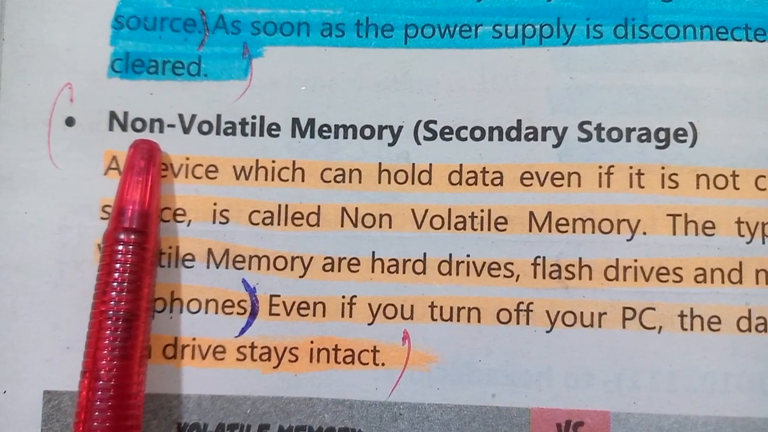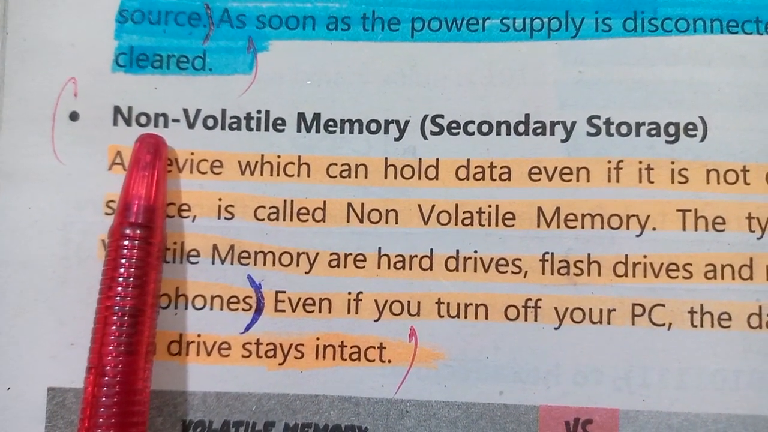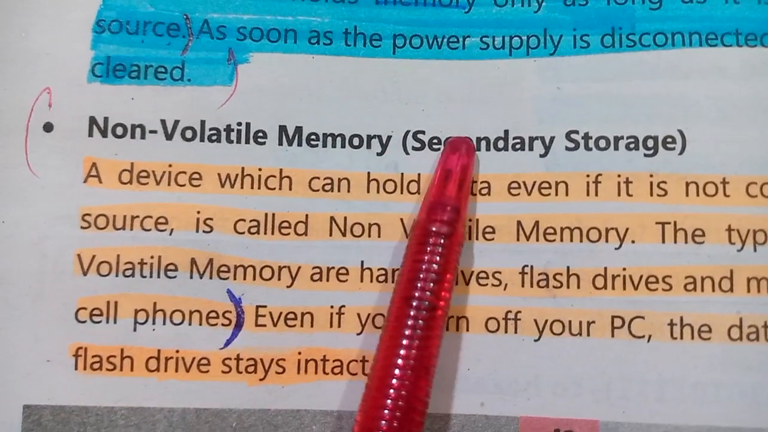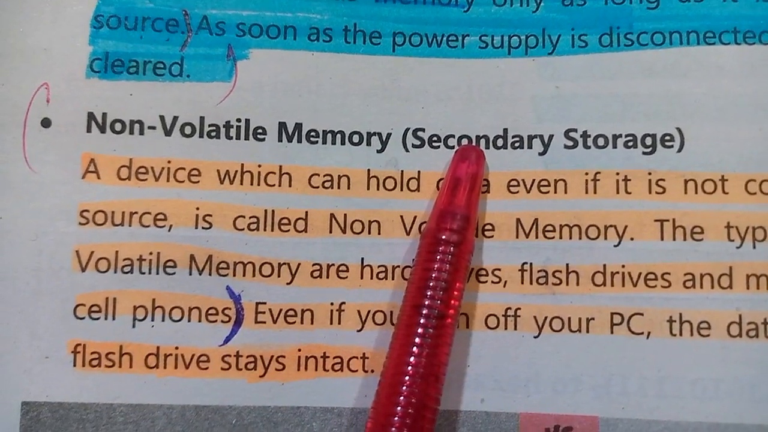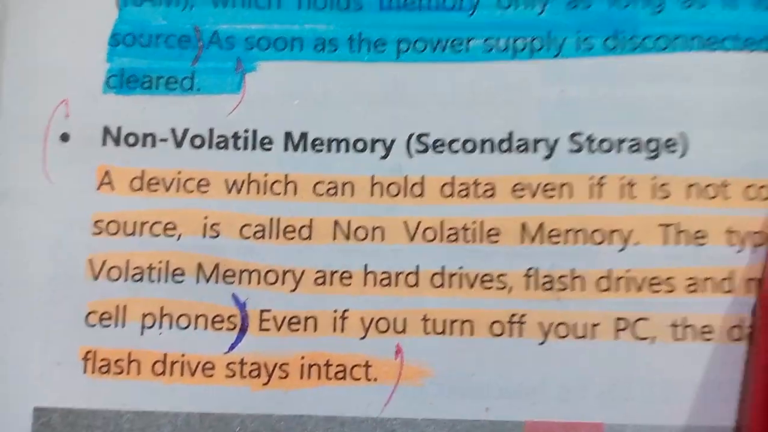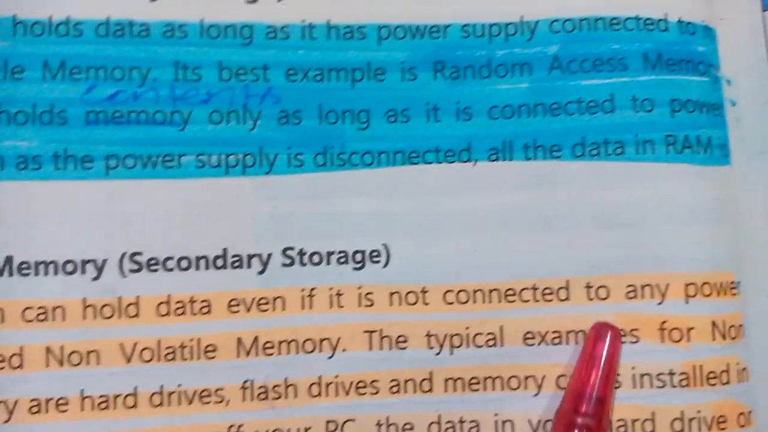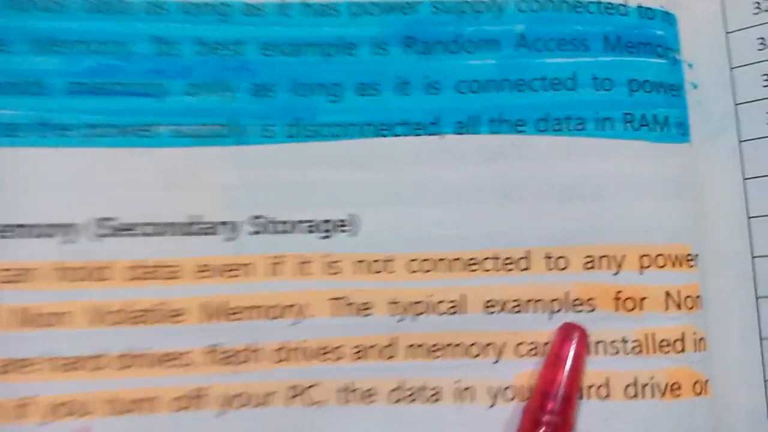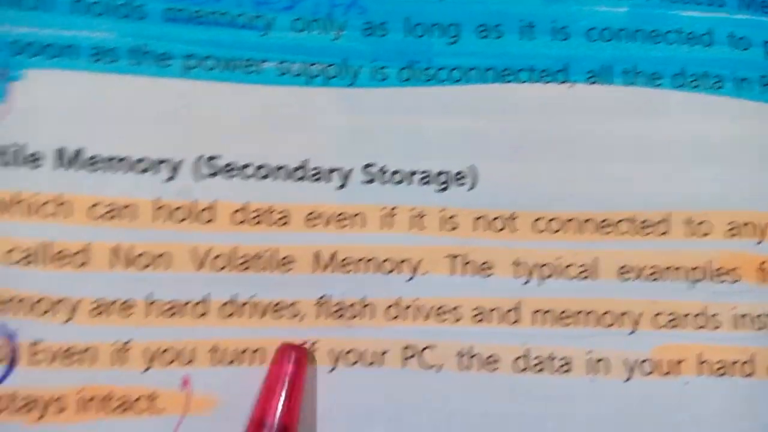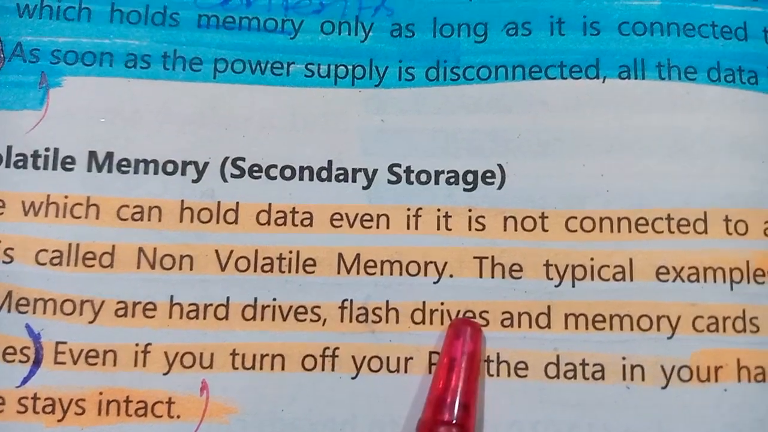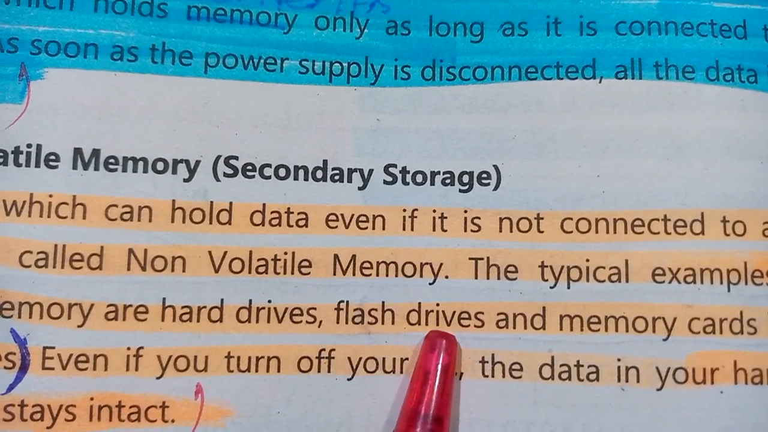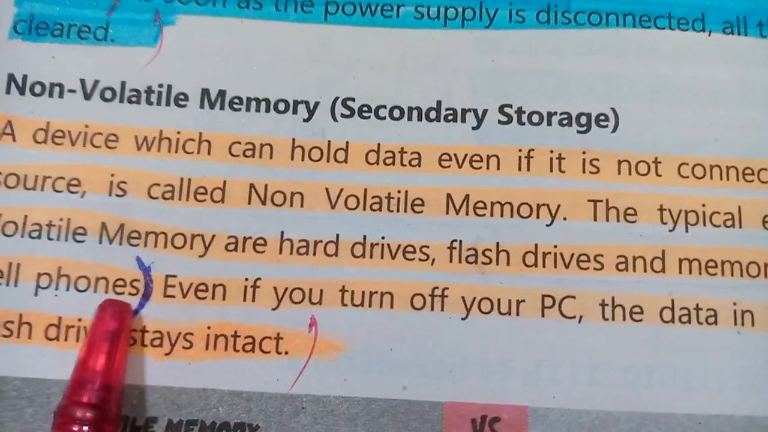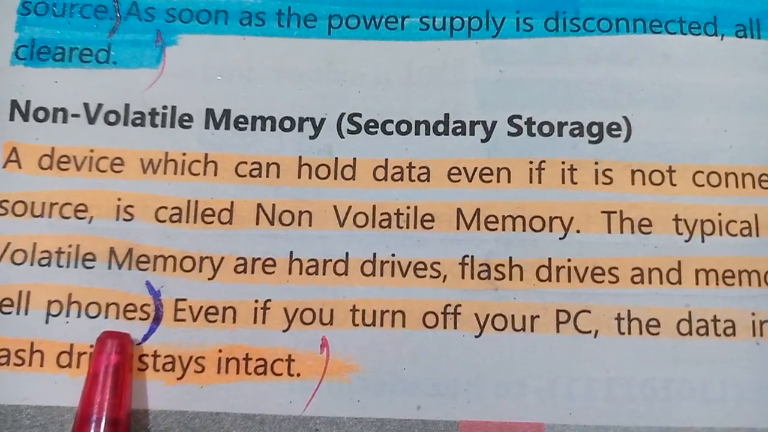is, what is non-volatile memory? This question can also be asked as a short question. So non-volatile memory is also called secondary memory. A device which can hold data even if it is not connected to any power source is called non-volatile memory. Examples of non-volatile memory are hard drive, flash drive, also called USB drives, and memory cards installed in cell phones.